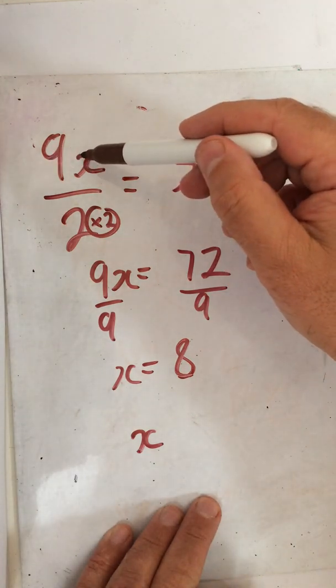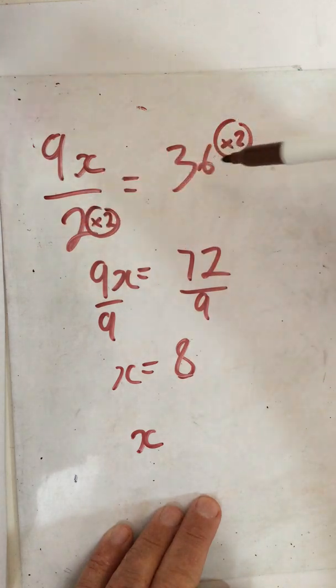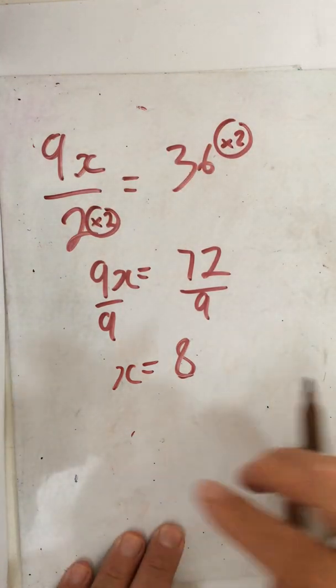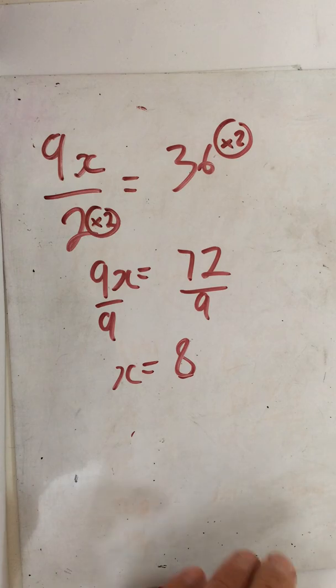Let's have a look. 9 times 8 is 72, divided by 2 is 36. Yes, okay, x equals 8. So just a quick reminder on those. We're going to have a look again at substitution.